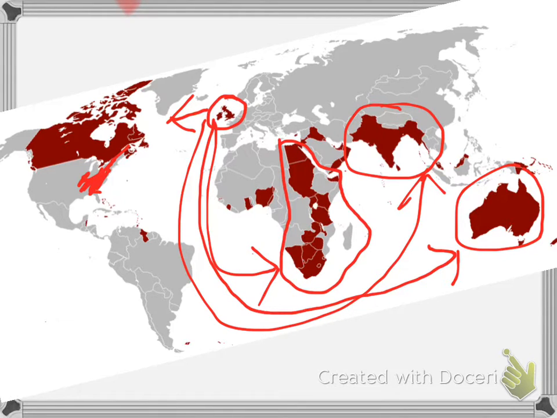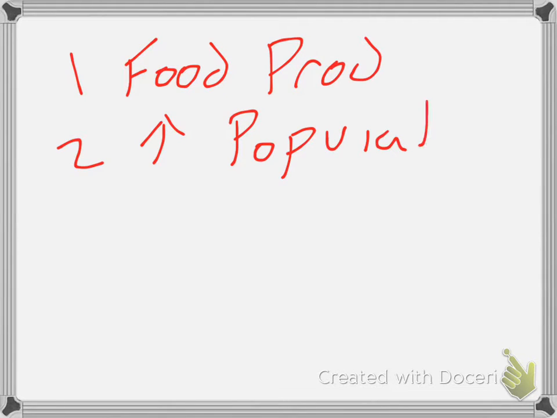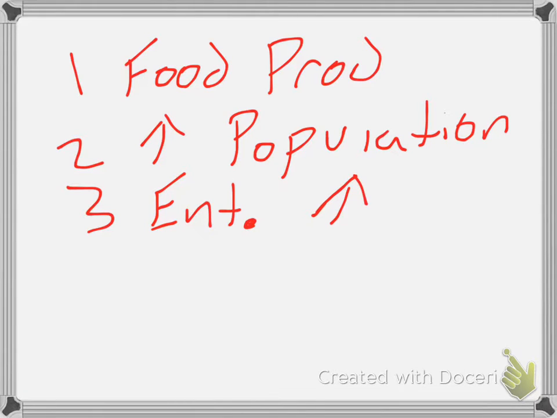We had 5 reasons. So let's quickly go over the 5 reasons. Reason number 1 is food production. I'm going to abbreviate here for time. And reason number 2 is a population increase, increased population. Reason number 3 is entrepreneurs and excess money. Entrepreneurs and an increase of money.